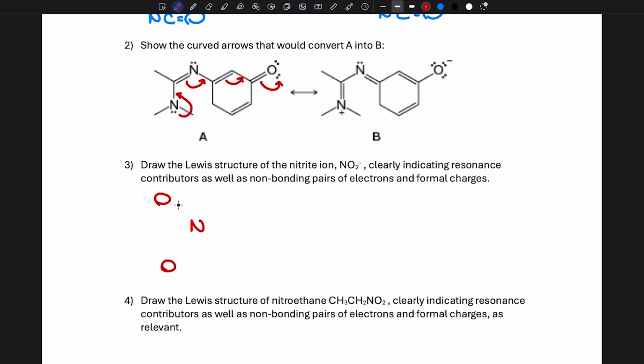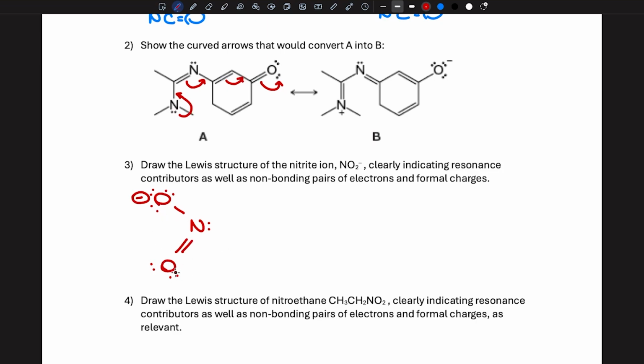Now I know that nitrogen wants 3 bonds, and so the only way to really do that is to give this oxygen 1 bond and this oxygen another bond. And since I know our total charge in this nitrite ion is negative, that makes perfect sense because this oxygen is going to have an extra lone pair, giving it a negative formal charge. This oxygen is happy, 0 formal charge, and this nitrogen still has a lone pair, meaning that it is also happy.